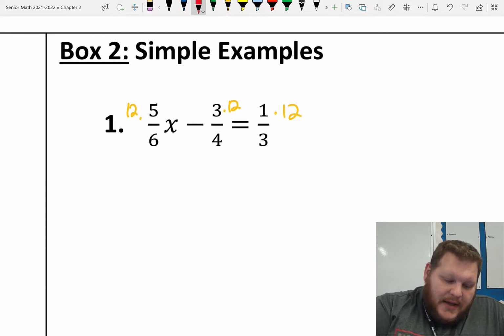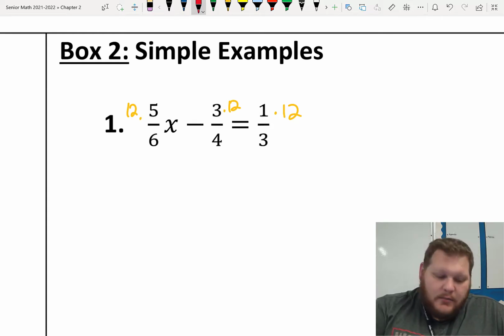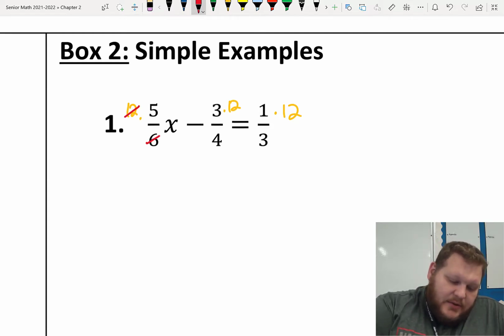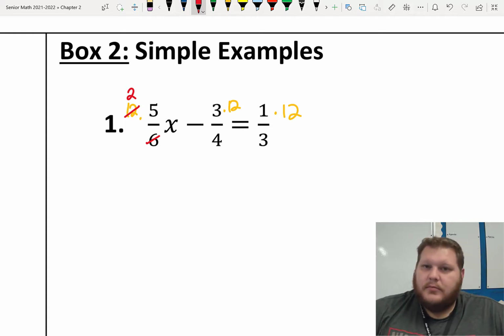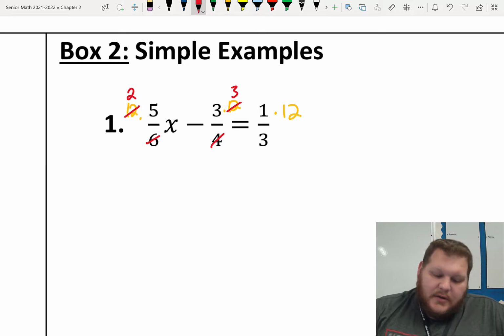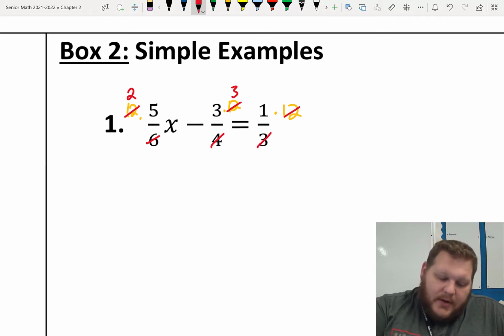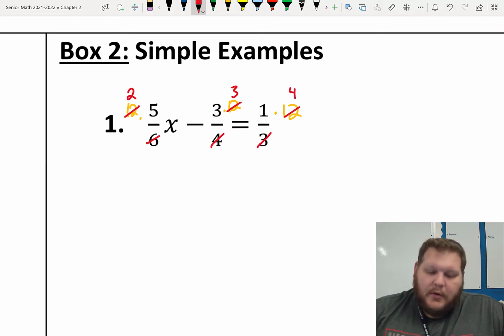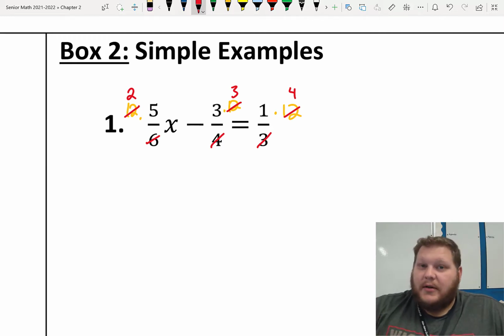What happens as I start to simplify? My 12 and my 6 reduce, and this is left with just a 2. My 4 and my 12 reduce to a 3, and then my 3 and my 12 reduce to a 4. So you can see all three of my fractions, the denominators, got canceled out. So I don't have a fraction anymore.